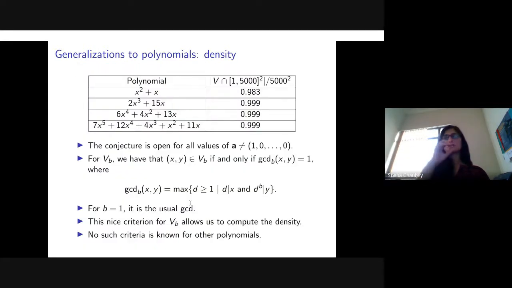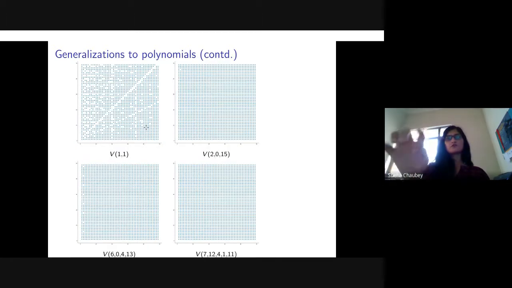Okay, so some more numerical computations. These are the 4 polynomial families whose curve picture you just saw.